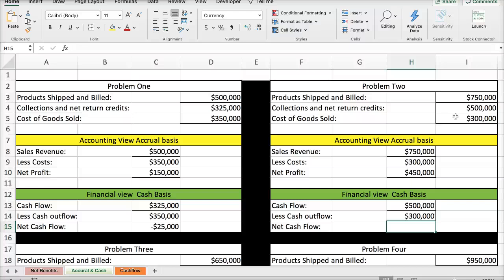So the true net cash flow here would be, again, the cash inflow minus the cash outflow. So this is going to be only a net cash flow of 200,000. So those are the two different views that when we discuss cash flow later in the book and we discuss income statement, the income statement is going to be produced in more of an accounting view, as the cash flow statement is going to be more of a financial cash basis, looking at it that way.